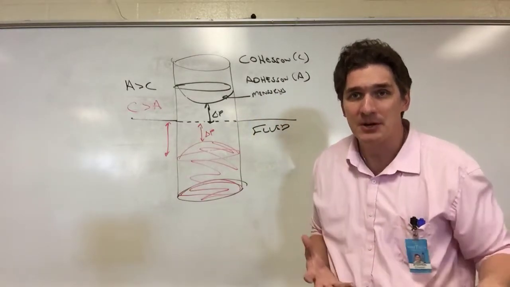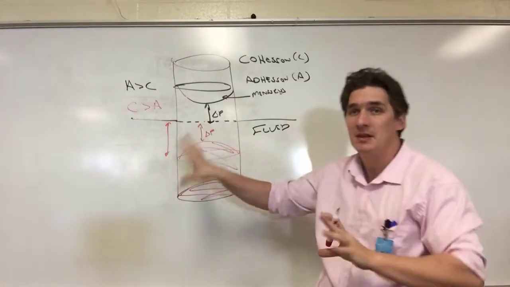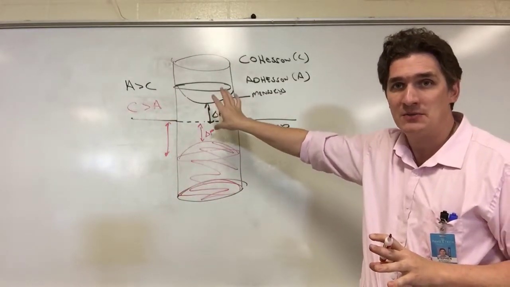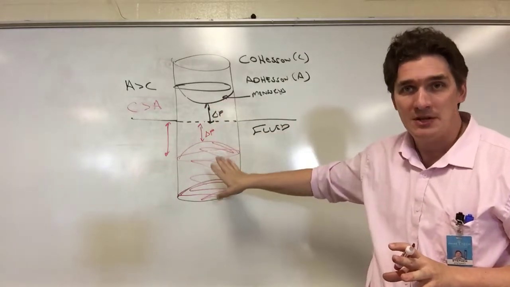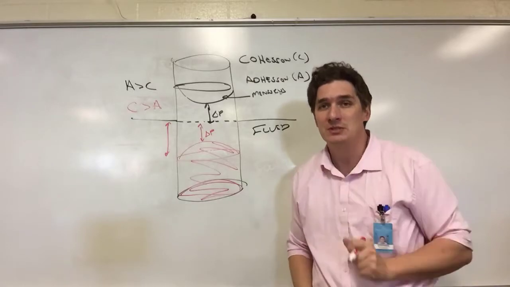So capillary pressure, capillary force, all come about from these differences in adhesion and cohesion. And again, if it goes up, it's more attracted to the wall, adhesion forces are stronger. If it goes down, cohesive forces are stronger. And this is going to depend on the radius of the tube. The smaller the tube, the more pronounced we're going to see these effects.